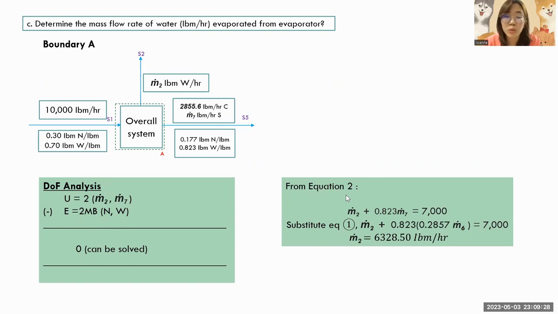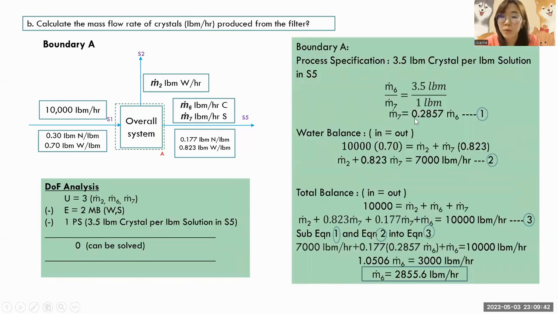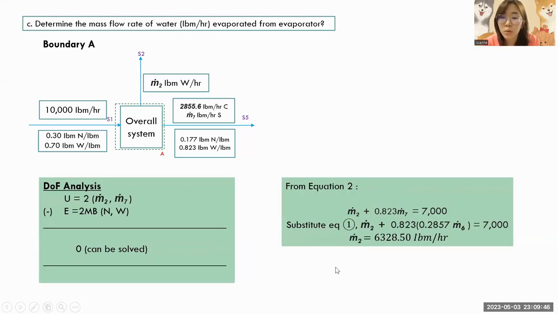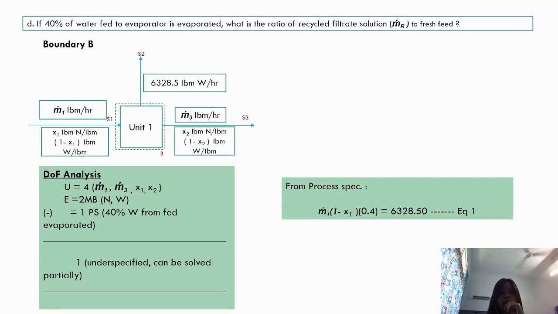So from equation 2, which we derived from question B just now, M2 plus 0.823 M7 equals 7,000. We substitute equation 1, which is M7 equal to 0.2857, into this equation 2. We get the mass flow rate of water equal to 6,328.5 pound mass per hour. Next, I will continue with the next questions.